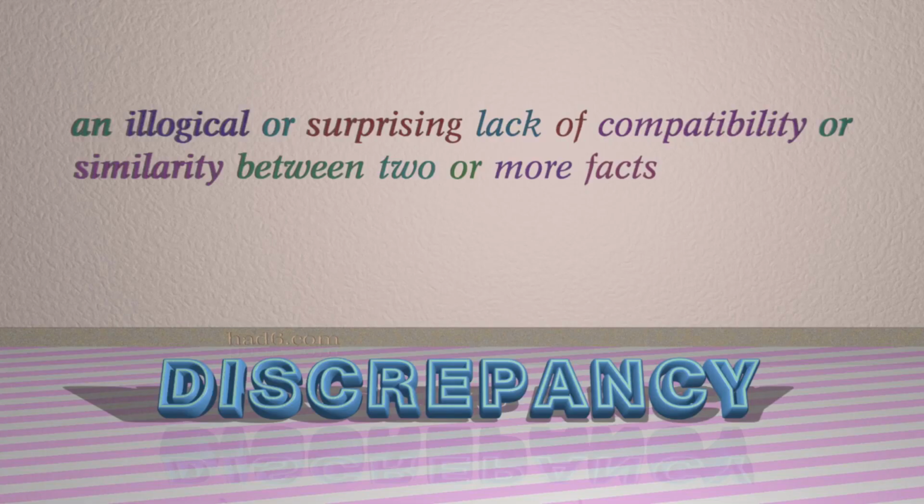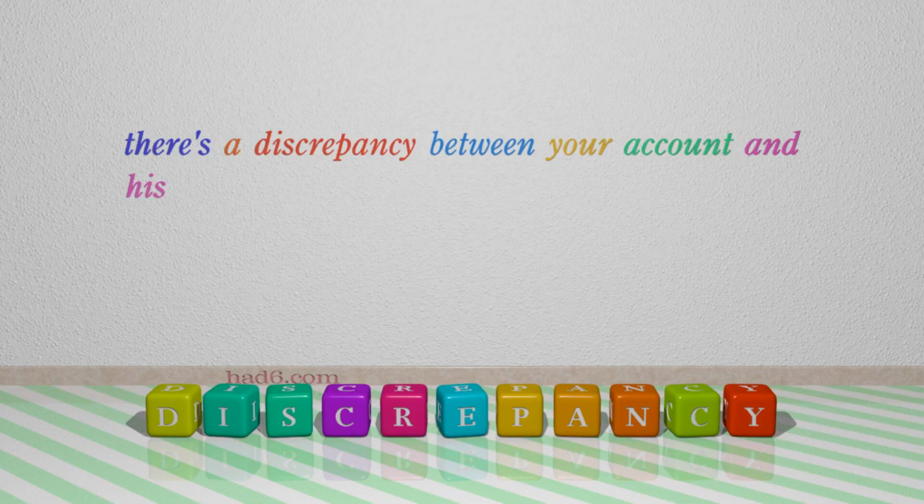Number 7. Discrepancy, which means an illogical or surprising lack of compatibility or similarity between two or more facts. Discrepancy. For example, there's a discrepancy between your account and his.